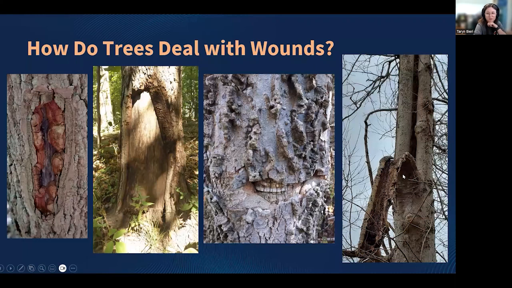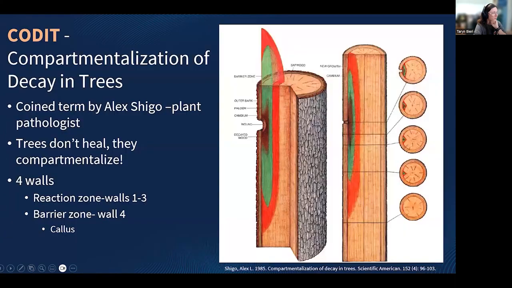And then this was kind of an odd wound I found. I'm not exactly sure what happened here, but I guess this whole kind of section of bark somehow peeled off and the tree is trying to deal with that wound there. So the way trees deal with wounds is through a process called compartmentalization of decay, and they don't heal like we do. They kind of wall off the area of a wound to prevent disease from spreading.